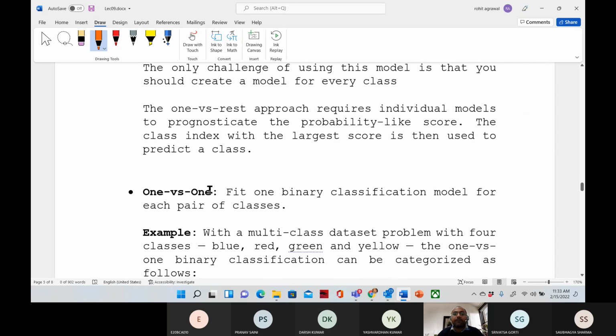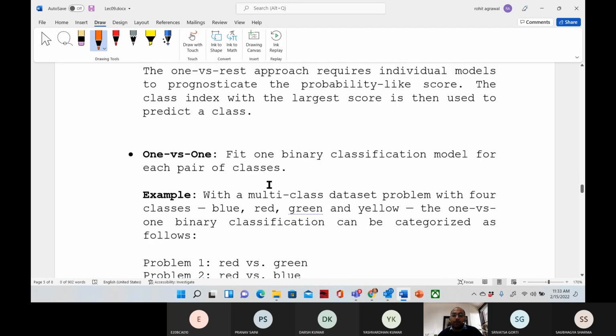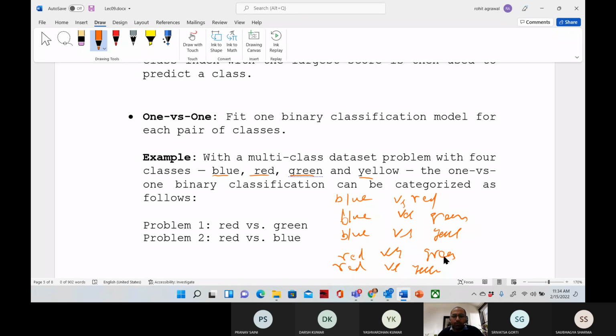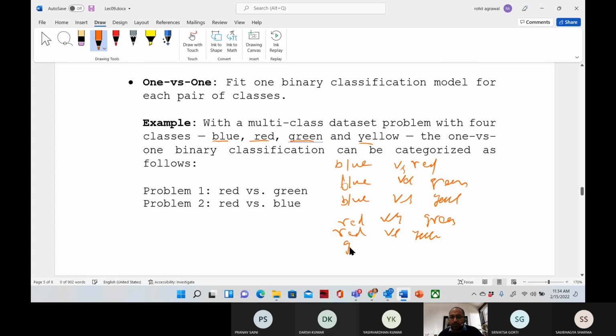One more is there, one versus one. In one versus one, suppose we have 4 classes: blue, red, green, yellow. So we will do blue versus red, then blue versus green, these are 2 classes, then blue versus yellow. So blue with all of them is clear. Now we will do red versus green, then red versus yellow, then green versus yellow. So it is called one versus one.